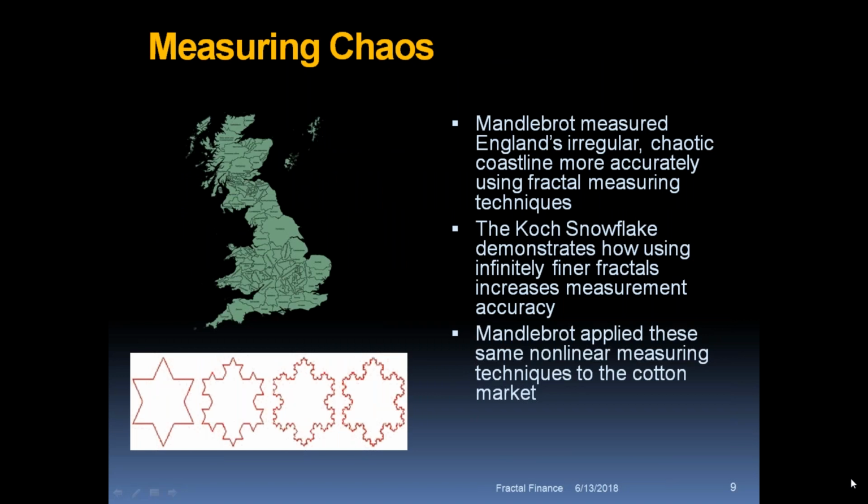So the first person to go ahead and try and do this was a mathematician named Mandelbrot. And what Mandelbrot did is he discovered a new way to measure these irregular objects. He came across this idea while he was examining the coastline of England, of all places. He wanted to know if there was a way to define this irregular coastline at different scales.